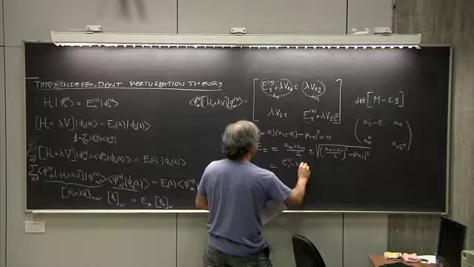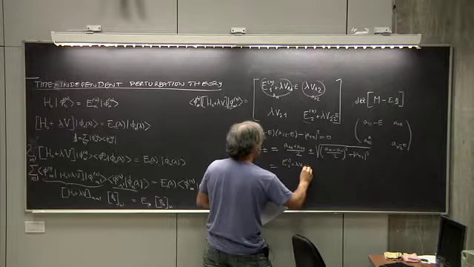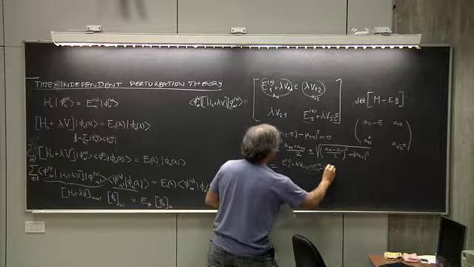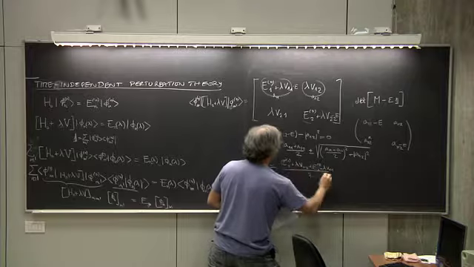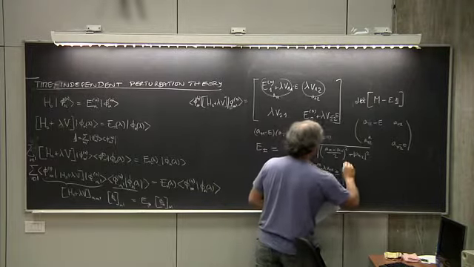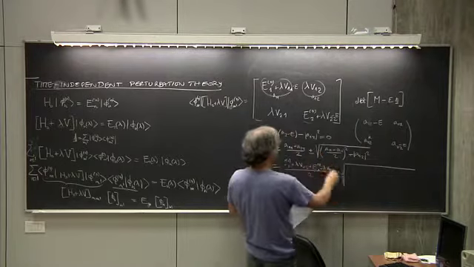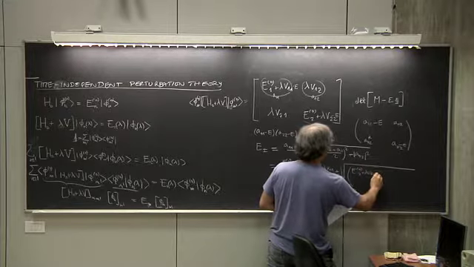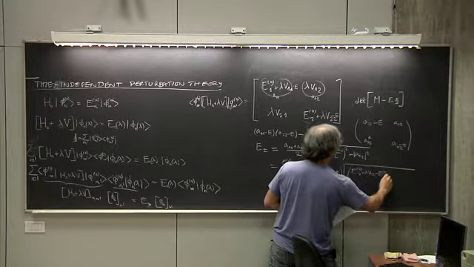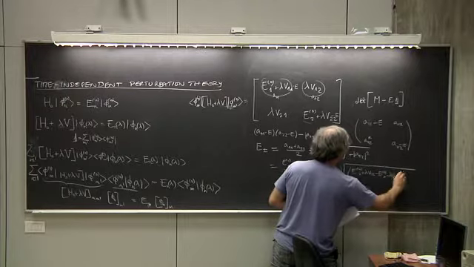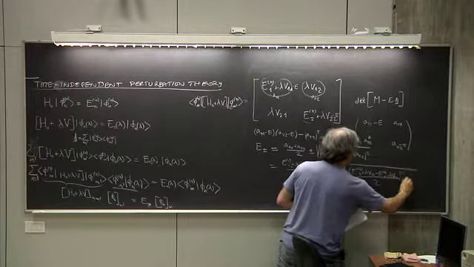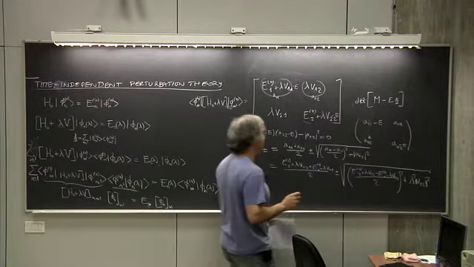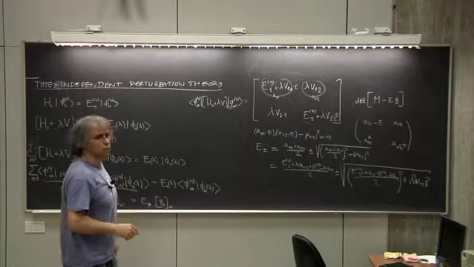E02 plus lambda V22 plus E01 plus lambda V11 divided by 2 plus or minus the square root of the difference now between these two things. So E02 plus lambda V22 minus E01 minus lambda V11 divided by 2 squared plus lambda squared V12 modulo squared. Okay? These are the two new solutions.